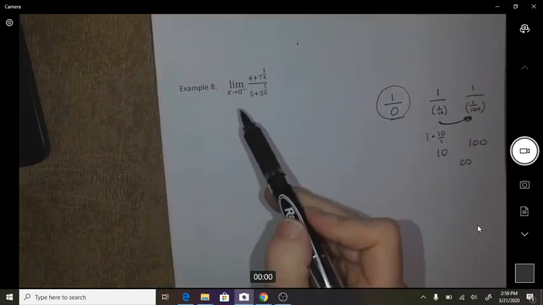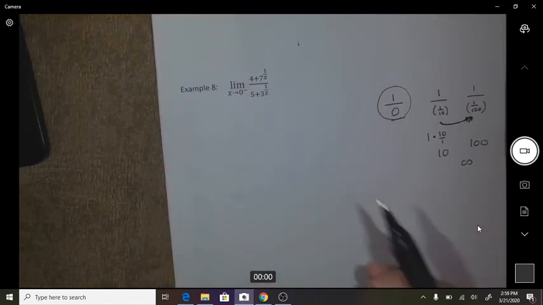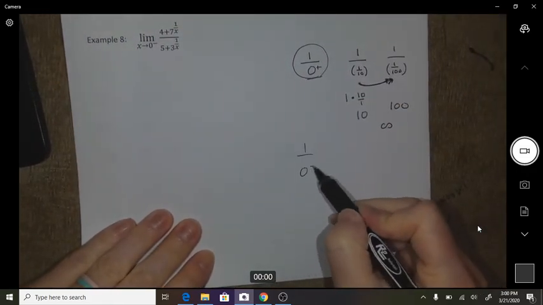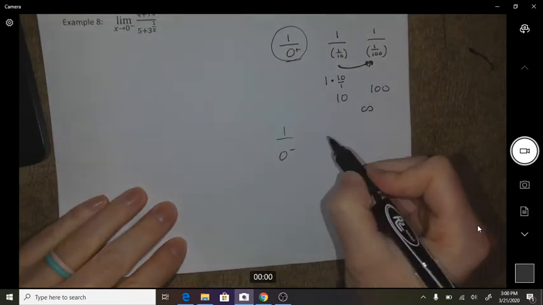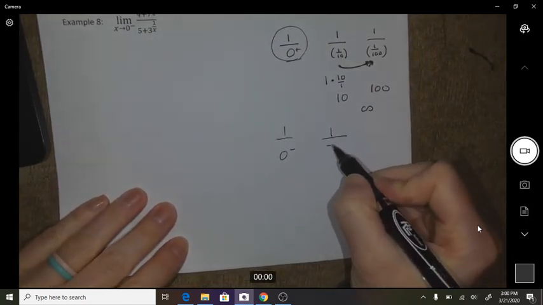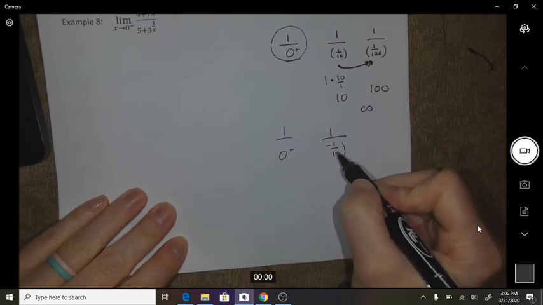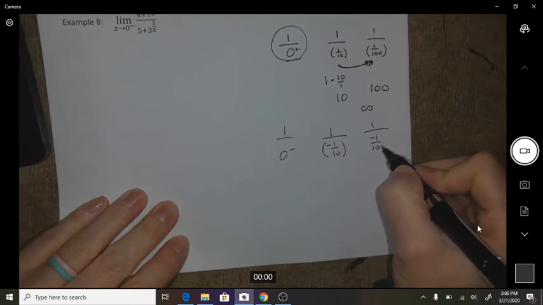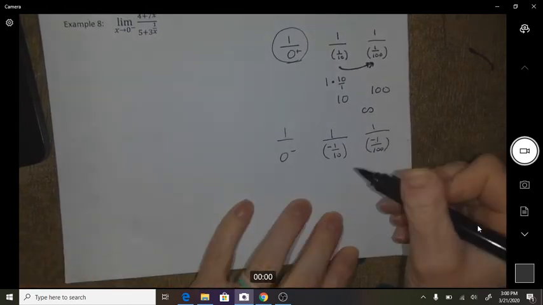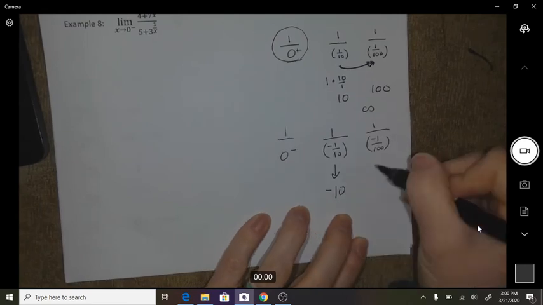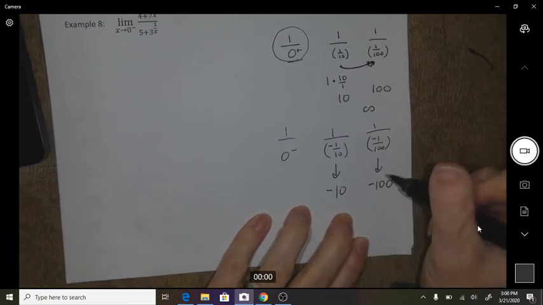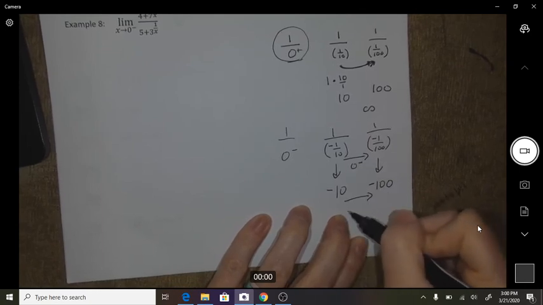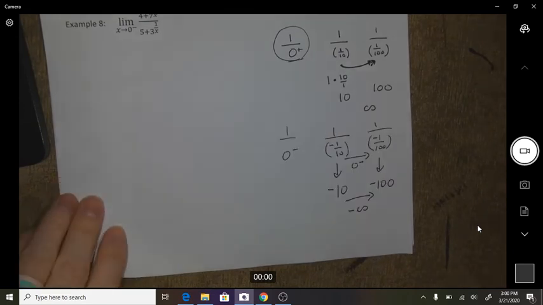Okay, something new, this is now approaching 0 from the negative side. So just like over here, I'm going to think about what's going to happen. From the negative side, I'm going to pick a number like -1 over 10. And then if I get closer to 0 from the negative side, I could go -1 over 100. So what does this turn into? -10, -100. So as this approaches 0, this approaches -infinity.